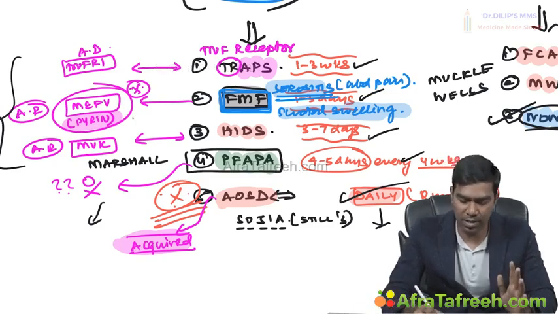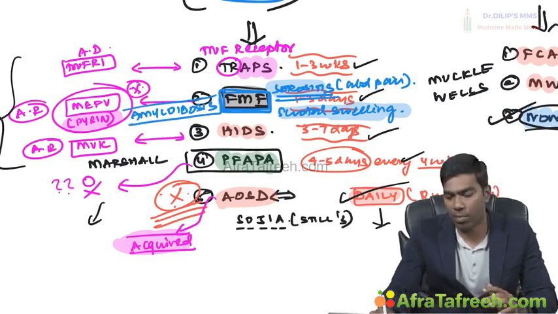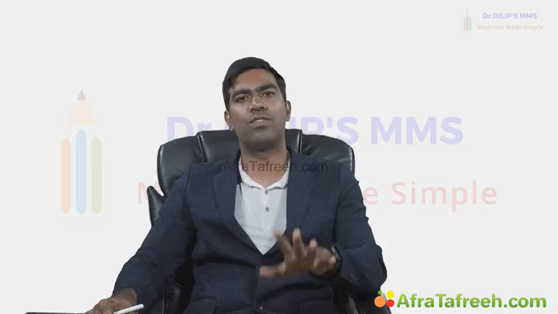And these FMF patients are at very high risk of getting amyloidosis. Very, very important point. Among all the autoinflammatory syndromes, the one with the maximum chance of going for amyloidosis, I'll go for FMF, familial Mediterranean fever. One of the important reasons for death is amyloidosis, with cardiac amyloid deposition, arrhythmias and death. That is the reason for death in FMF most of the times.